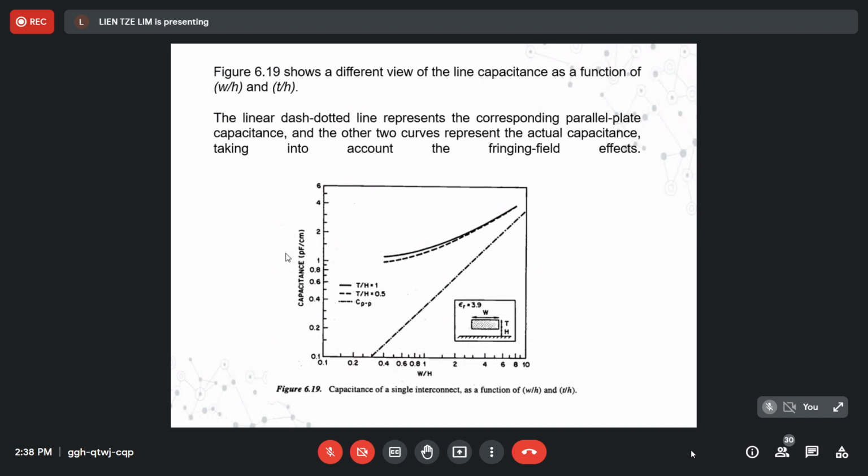Next, there is another figure, 6.19. It shows a different view of the line capacitance as a function of width over height and thickness over height. Here is the graph of the capacitance of a single interconnect as a function of width over height and thickness over height. This is the capacitance versus the width over height. There are three lines here: one indicates the capacitance when the thickness over height is 1, another when thickness over height equals 0.5, and another line is for the parallel plate capacitance, CPP. This one you should know.